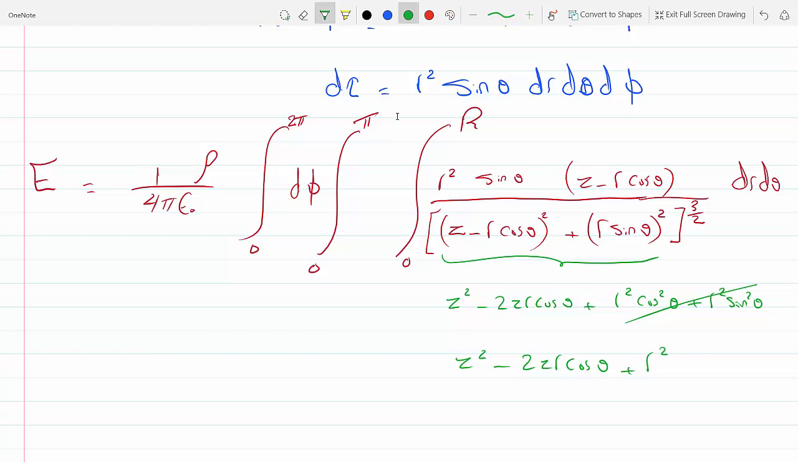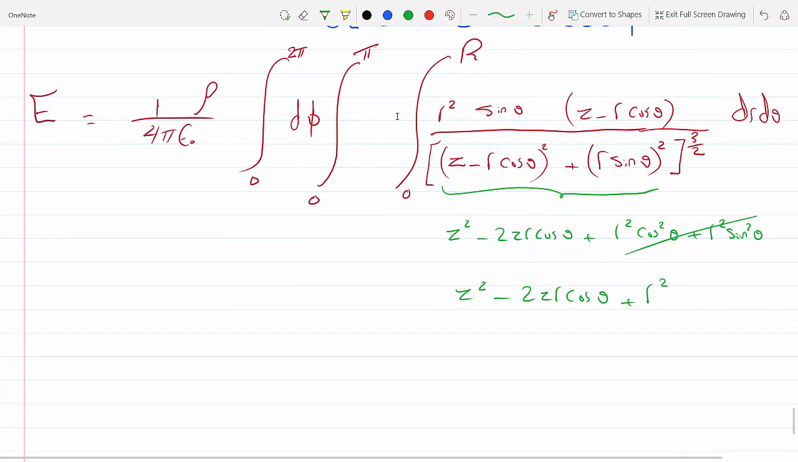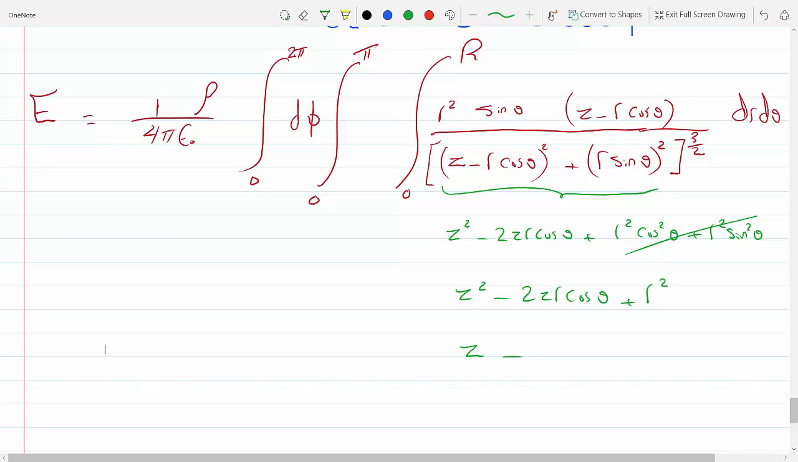Now notice the beauty. This thing factors. This becomes z minus, oh actually wait, it does not factor, because we have that cosine theta thing. No, it doesn't factor, so it's going to stay like this. And on top, z minus, so this is how the integral will look.